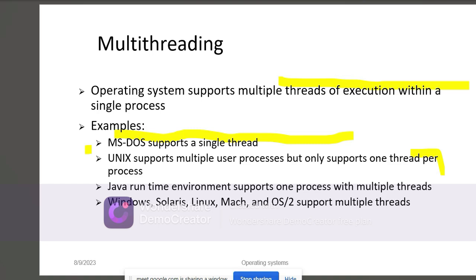What is multi-threading? The operating system supports multiple threads of execution within a single process. For example, MS-DOS supports a single thread. Unix supports multiple user processes but only supports one thread per process.